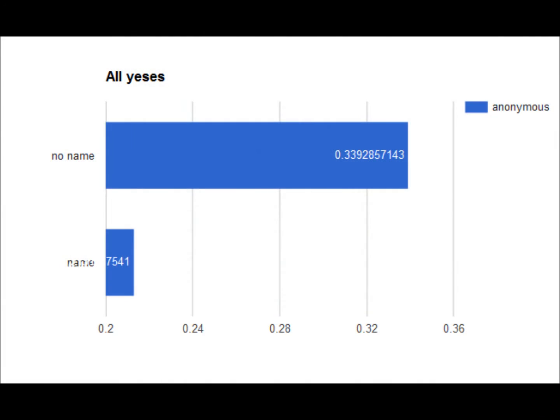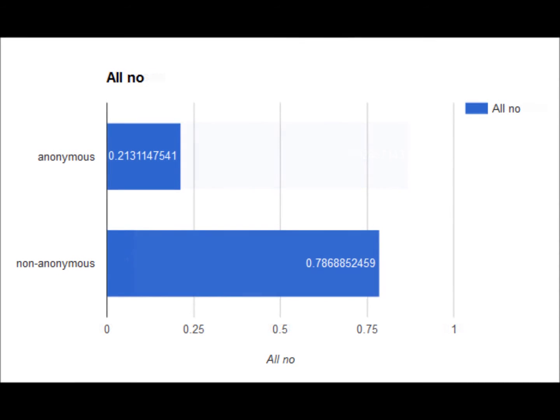We collected the amount of yeses from each type of survey and compared the results on one bar graph. From this, we can see that there are more yeses from the anonymous surveys than the non-anonymous surveys among the grade levels. On another graph, we compare the amount of no's from each survey. There are more no's on non-anonymous surveys than the anonymous surveys.